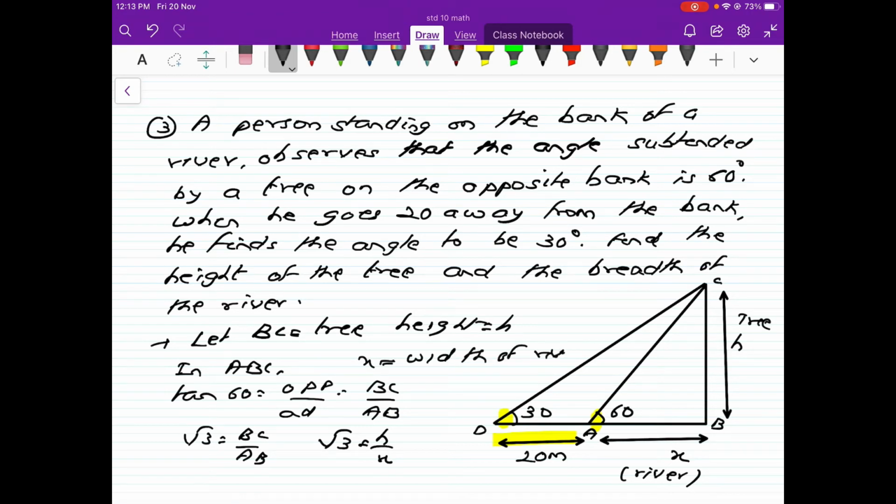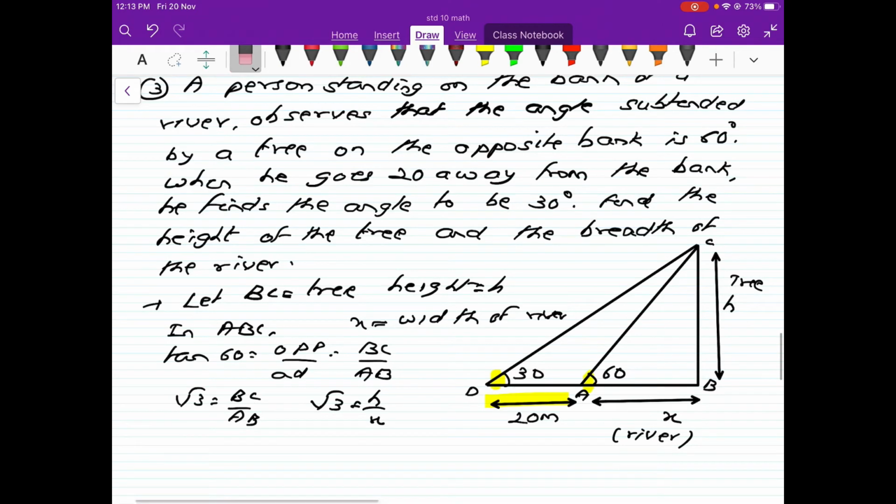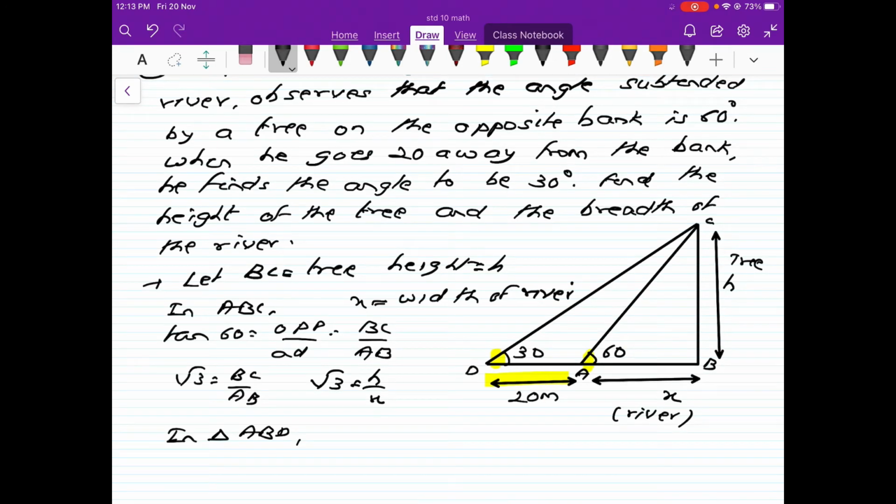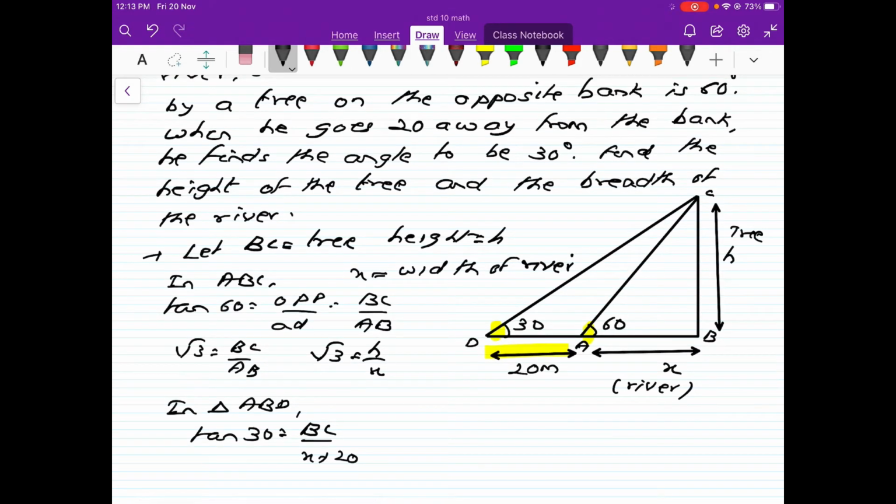Let x be the width of the river. Okay, now next I will take the bigger triangle, triangle ABD. Now the angle here is 30 degrees. So similarly, if I put tan 30, it will be BC upon, now this will be x plus 20, because x is the original width of the river and the man is going 20 meters away.